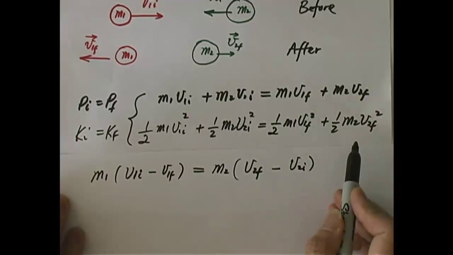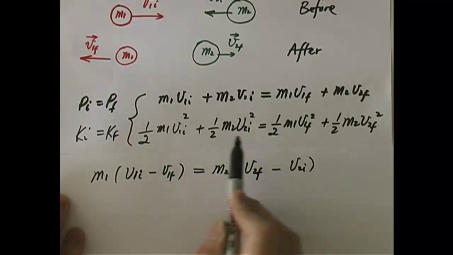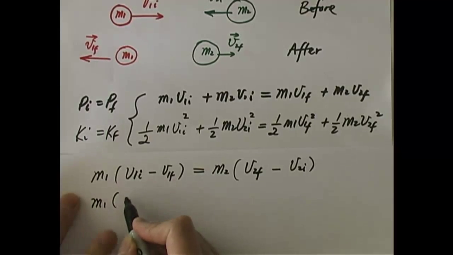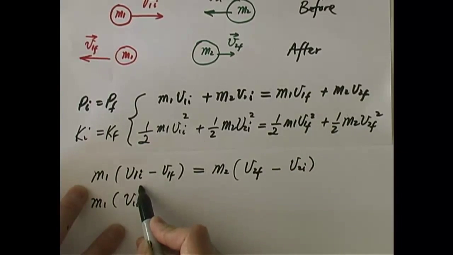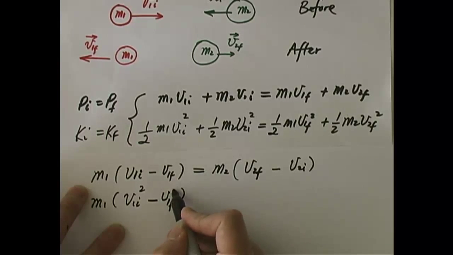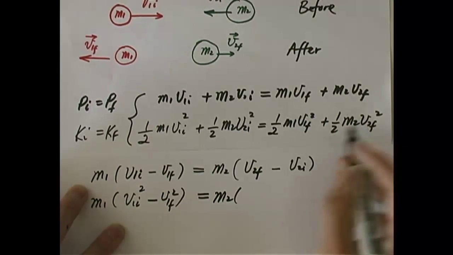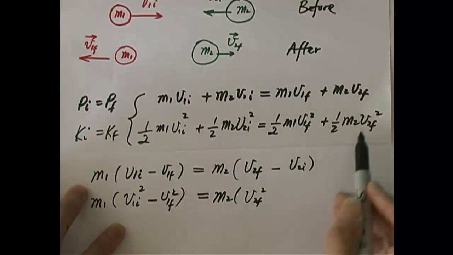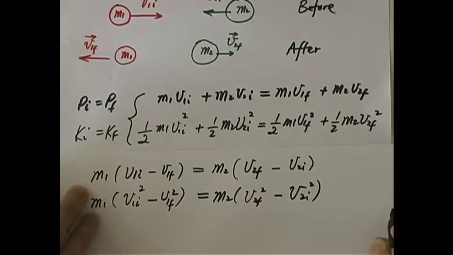Now, let's look at the second equation. I'm going to do the same thing. I'm going to move both M1 terms to this side, both M2 terms to the other side. So this side, I'm going to factor out M1. So what's left is V1 initial squared, that's this term, minus V1 final squared. Okay, the other side, you got this term left, M2, and here is V2 final squared. And I'm going to move this term, which also has M2, to the other side. Factor out M2, minus V2 initial squared.